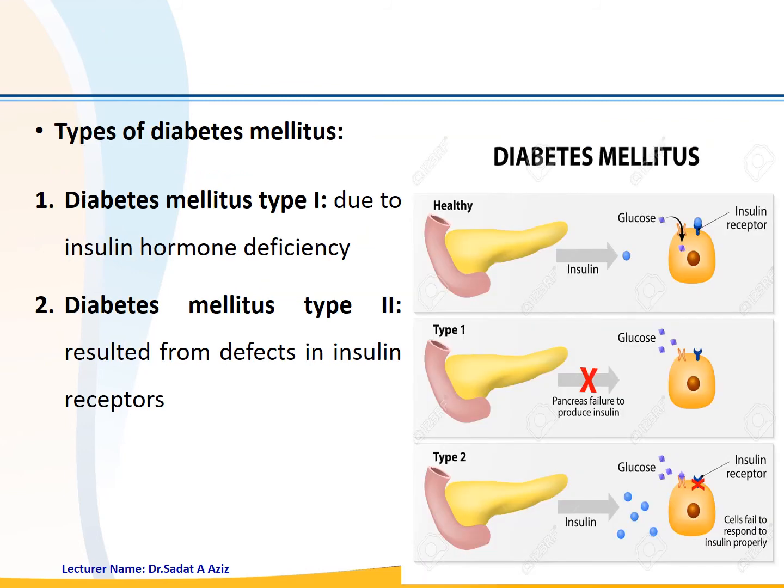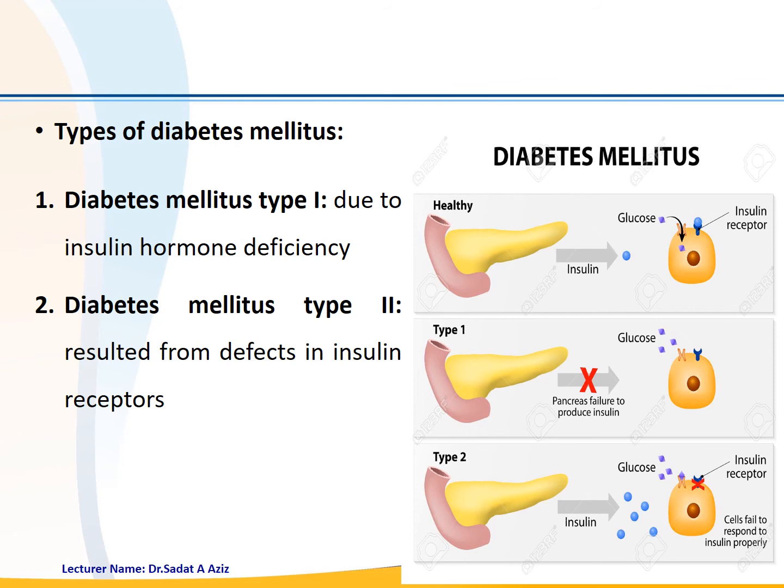So when there is a defect in the insulin function or insulin level, this might lead to what? Lead to development of a specific type of diabetes, which is called diabetes mellitus. And diabetes mellitus can be divided into two main types. The first one is called diabetes mellitus type 1, and the second one is called diabetes mellitus type 2.